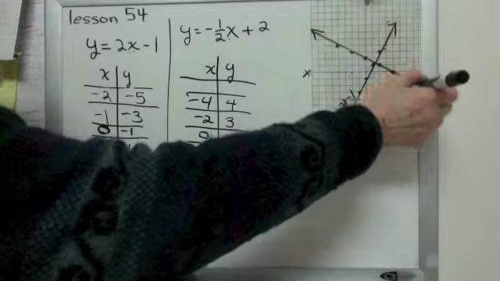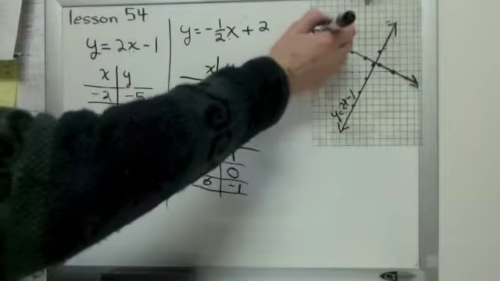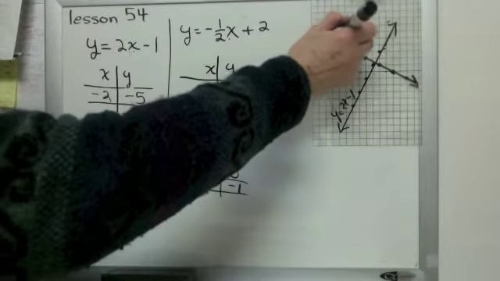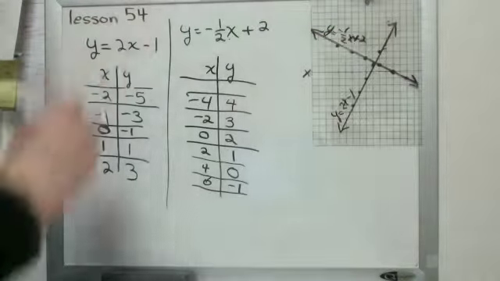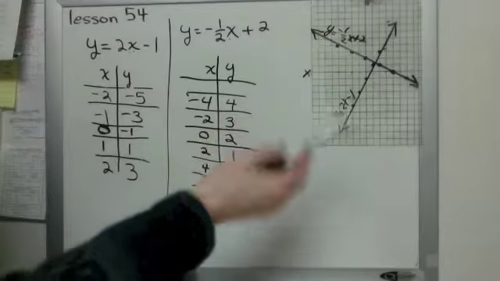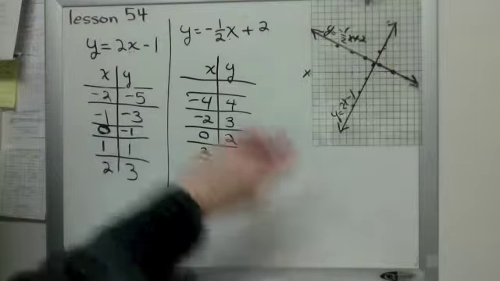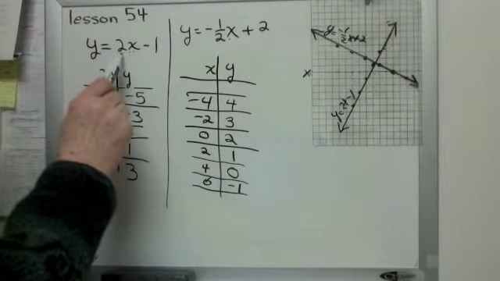Okay. Now, we want to write the equation on the line. So y equals negative 1/2 x plus 2. There we go. Now, interesting thing. Notice these lines are going in opposite directions. This number here is called the slope of the line.